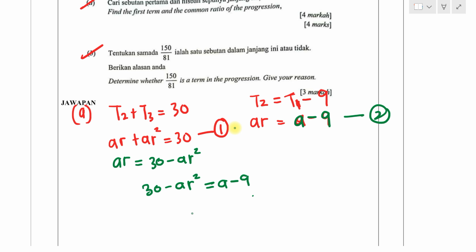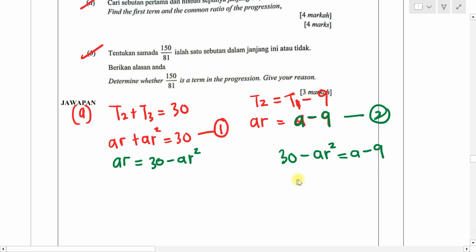I thought I could solve this one. Why is this one very difficult to think about? A cannot be isolated, R cannot be isolated. 30 minus AR squared equals A minus 9. Or maybe we divide the equation. Can we divide? Also cannot.